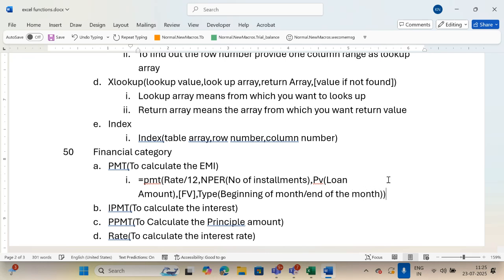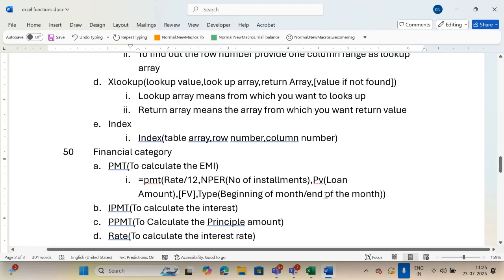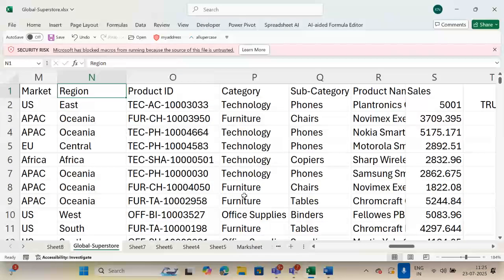Because when you have taken the loan, you have to decide when you will pay the installment, whether you are going to pay in the first half of the month, मतलब पहले 15 दिन में pay कर रहे हैं, or you will pay in the second half of the month. If you pay in the second half, then it should be the end of the month. End of the month means 0. And if you are paying in the first half of the month, then you have to type 1. So we are going to start.